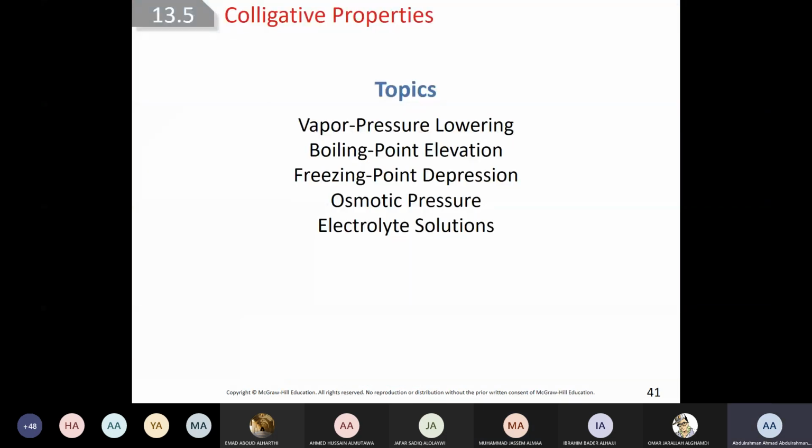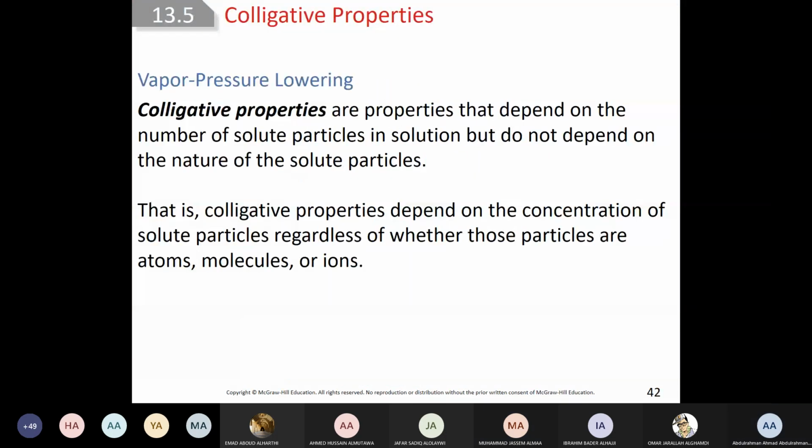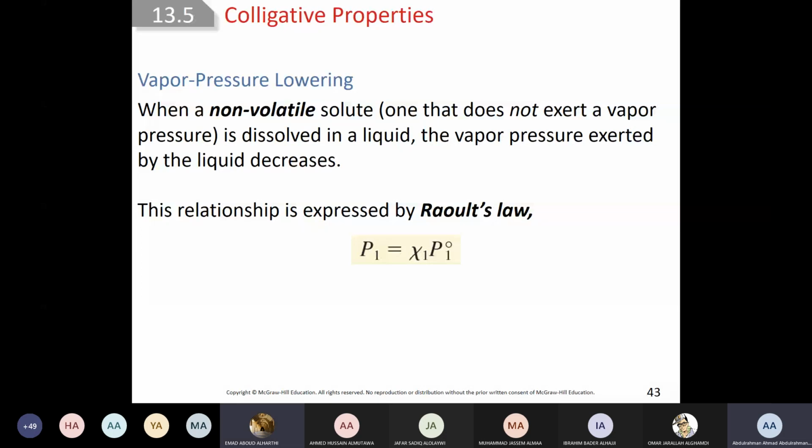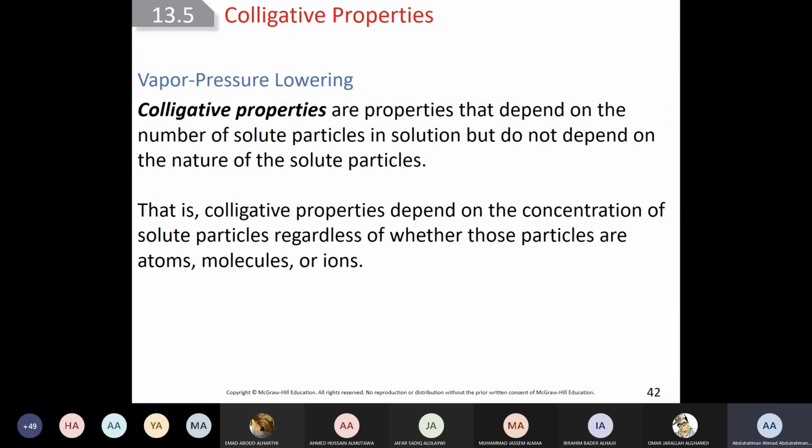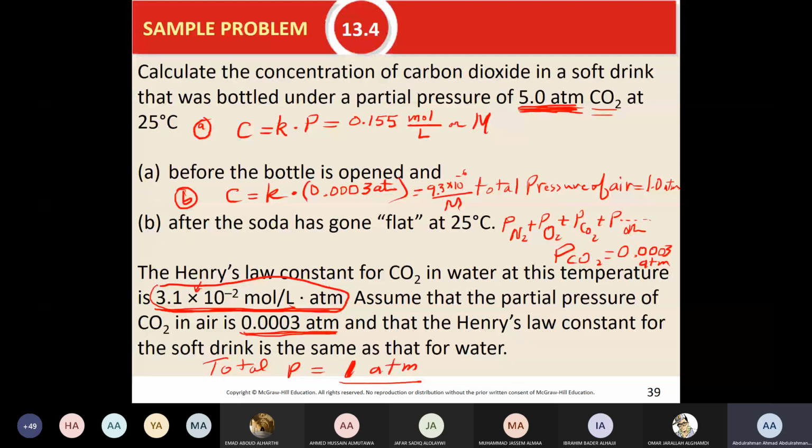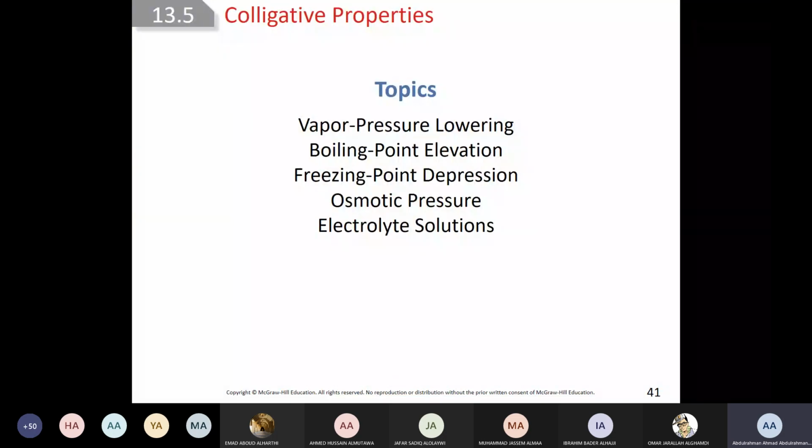Okay, good. Next, don't forget, I want you to memorize the name. What's the name of the law? Henry's law. Don't forget the name and don't forget the relation, which is C equals K times P. That's the first relation that we're going to memorize in this section.